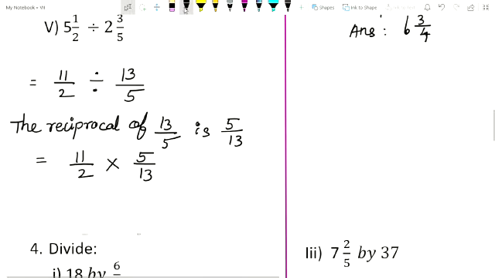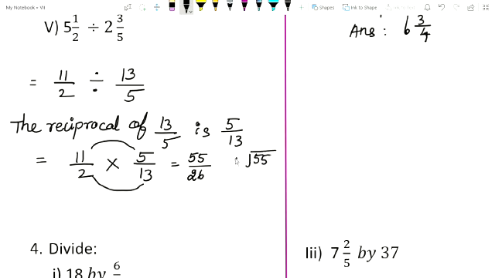So in this situation, what do you want to do? You have to multiply numerator with the numerator, denominator with the denominator. So 11 5s are 55, divided by 2 into 13, you get 26. Now you divide 55 by 26. So 2 times 6 are 12, remaining 1, 2 2s are 4, 4 plus 1, 5. Now you subtract and you get 3.